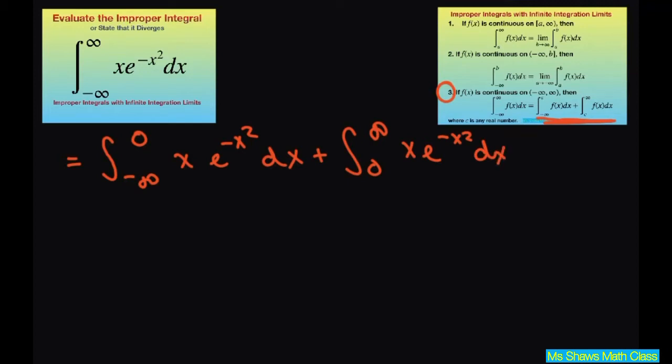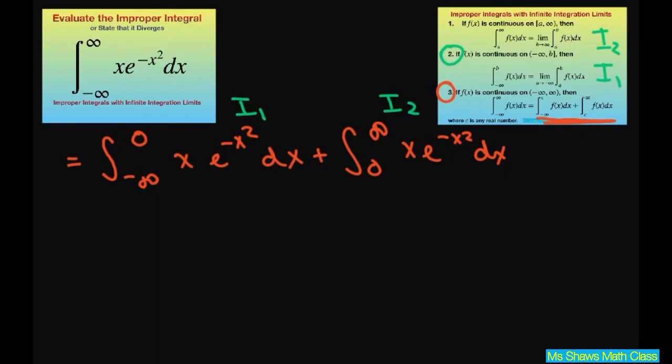So basically we're using 1 and 2. So we have negative infinity to 0. That's going to be integral 1, and this is going to be integral 2. So integral 1, integral 2. So we're going to first do integral 1.